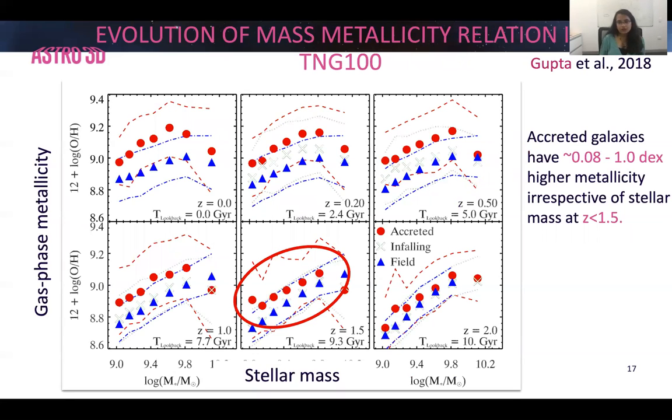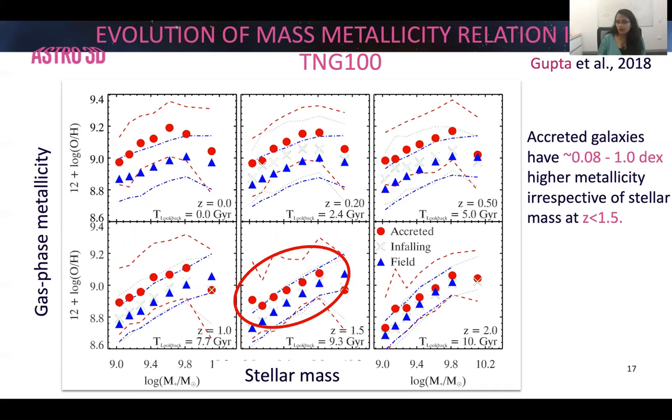What happens when we go to lower redshift in simulations? This plot now goes to lower redshift and just focuses on how the mass metallicity relation of accreted galaxies, which live in the cluster environment, changes with respect to the field galaxies, the blue triangles. Basically, below redshift of 1.5, we see a consistent increase of about 0.08 to 0.1 dex in the metal content of cluster galaxies compared to the field, irrespective of the stellar mass. The difference changes slightly, but overall we see that the environment really matters, at least in this TNG100 universe.